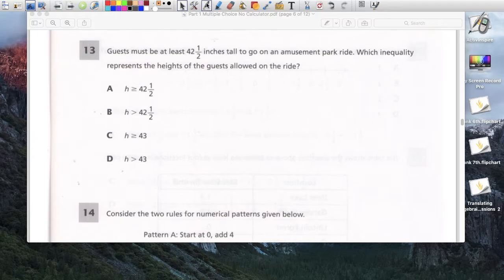13. Guests must be at least 42 and a half inches to go to a museum. Which inequality represents the height of the guests allowed on the ride? So we have two things we're comparing: the height of the people and 42 and a half inches. So what do they have to be in comparison to 42 and a half? Can they be equal? If you're actually 42 and a half, can you get in? Yes, you can, because it says you must be at least. So if you are 42 and a half, you can go in.